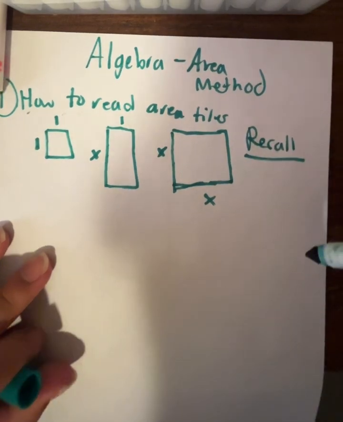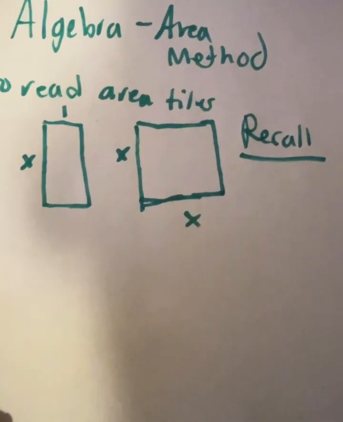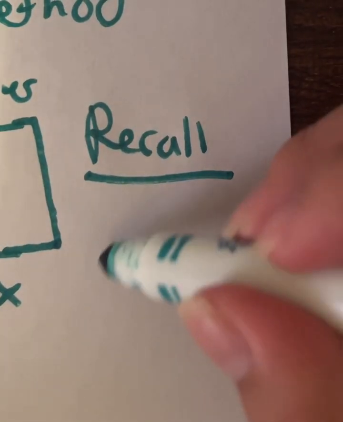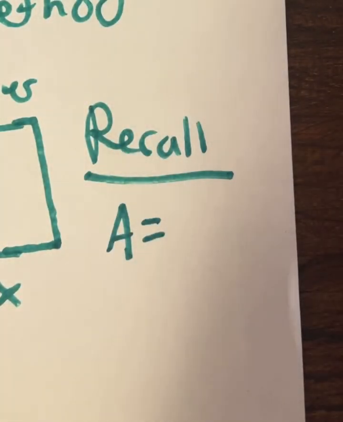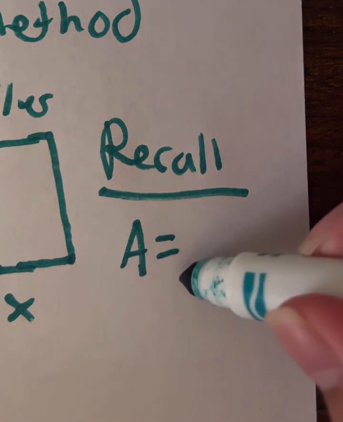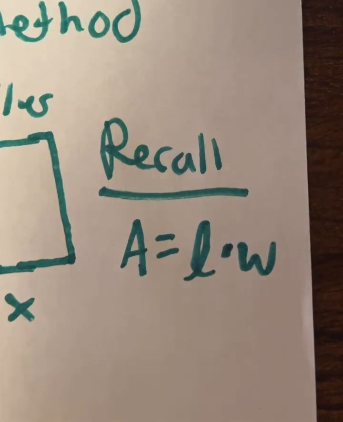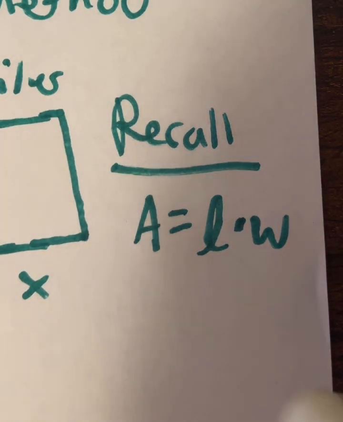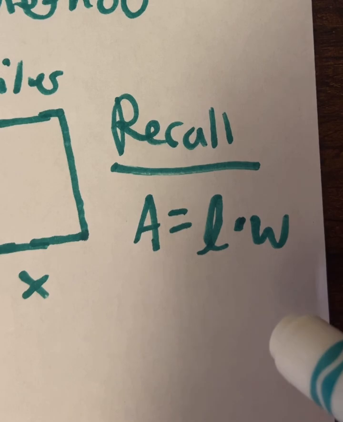Since we will be dealing with algebra and specifically area, let's do a quick recall. Area, what's area? Area is just length times width, or you can call it side times side, as long as they are on different sides. I know that's kind of confusing, so let's just keep it as length times width.